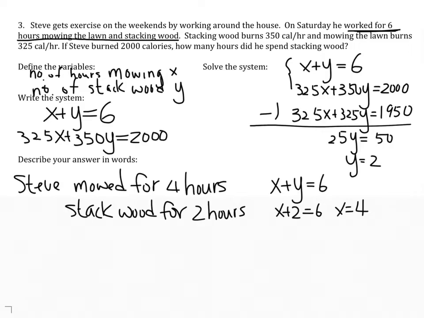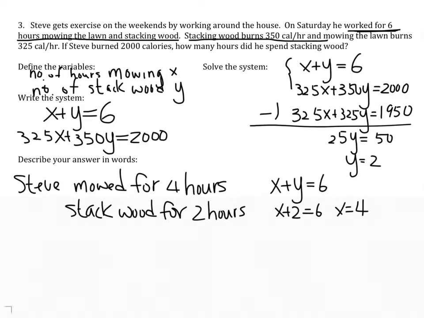And I think it's kind of tricky here. Stacking wood, 350. We should be careful. Which one did we choose to name the stacking wood? It's the y. So you will have to multiply the 350 with the y, because that's the amount of calories burned by stacking the wood. How about mowing the lawn? Mowing lawn will burn 325. So we have to multiply the 325 with the x. So it's kind of a little bit tricky here. Make sure you read the questions correctly.